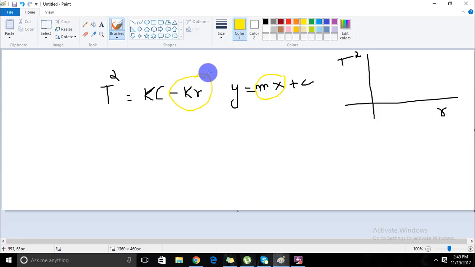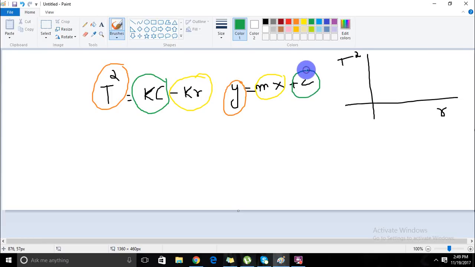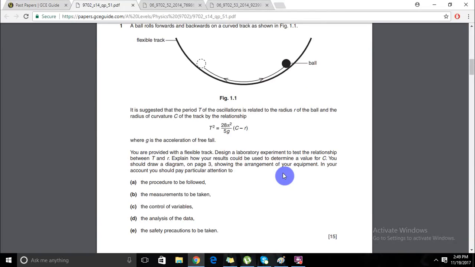k. Alright, and it also means that this and this are analogous, and so is this and this, and therefore we draw a graph of t square against r, and if we get a straight line graph, then we know that the relationship that was given in the question statement is valid. And this is basically the analysis of the data part of it.